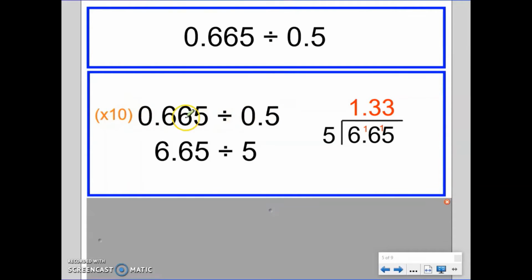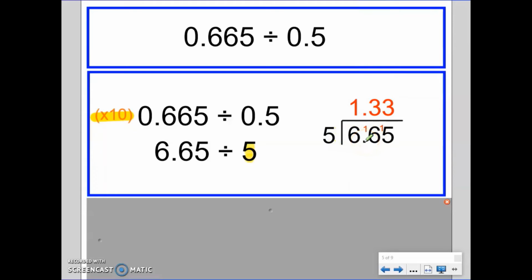I've took my original question and I've multiplied both parts of the question by 10. So 0.665 is now 6.65 and 0.5 is now 5. So this is the important part of the question. I've made this number, the number I'm dividing by, I've made it a whole number. Even though this remains as a decimal, it doesn't really affect the rest of my method, as we can see over here. Our division goes ahead exactly the same.